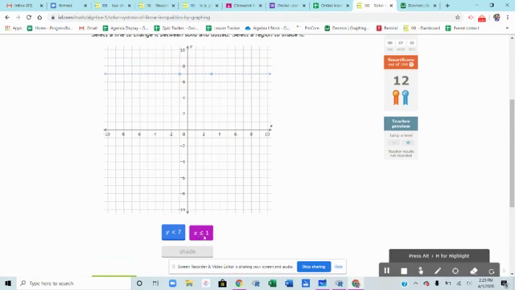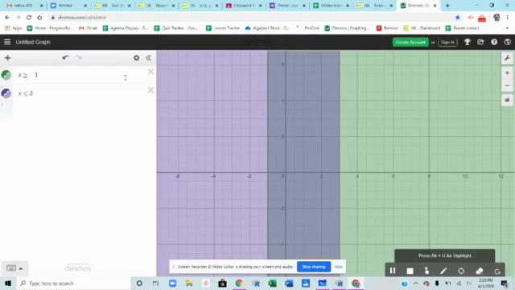X is less than or equal to 1. So go to x is 1, and then it should be up and down. Has a line underneath, so it is solid. Then for your shading, go back to Desmos. Make sure you have your numbers and your inequality symbols correct. So y is less than 7 and x is less than or equal to 1.